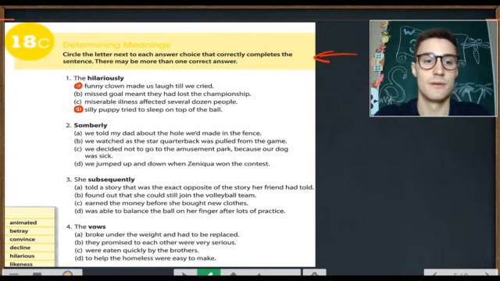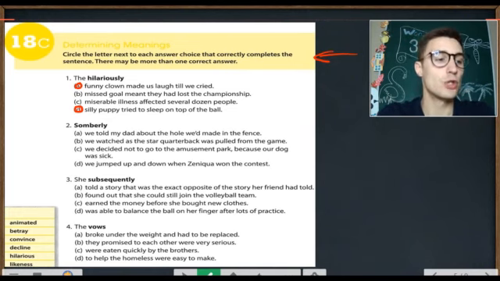Number 2. Somberly. A. We told my dad about the hole we'd made in the fence. B. We watched as the star quarterback was pulled from the game. Quarterback, that's a very important position in football, American football. C. We decided not to go to the amusement park because our dog was sick. D. We jumped up and down when Ziniqua won the contest. That's a girl's name. Now I see 3 that are correct.